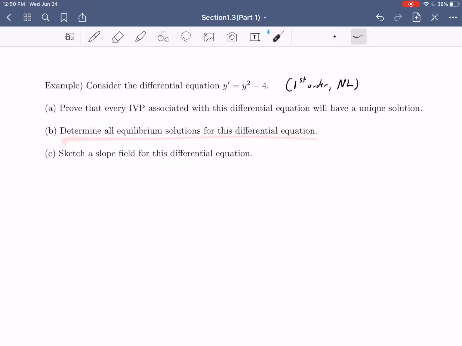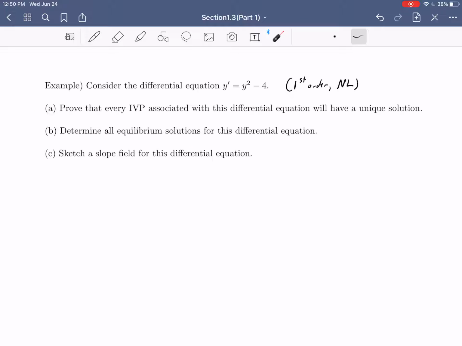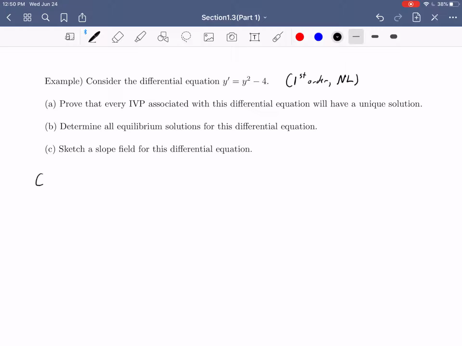Then we're going to determine all the equilibrium solutions for this differential equation, and then we're going to try to sketch a slope field. This is a very standard trio of things to do together, because you want to start by knowing that the IVPs will have unique solutions, then figure out any of the equilibrium solutions, and then put all that together, and they'll help you draw the slope field. So you can think about steps A and B as being preliminary things to drawing that slope field. So let's start with A.